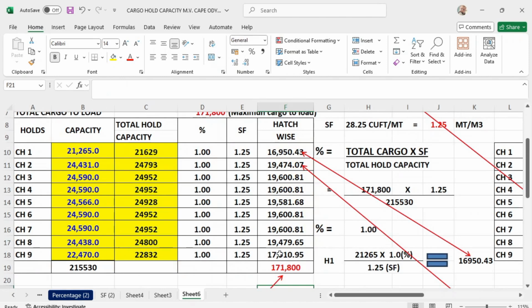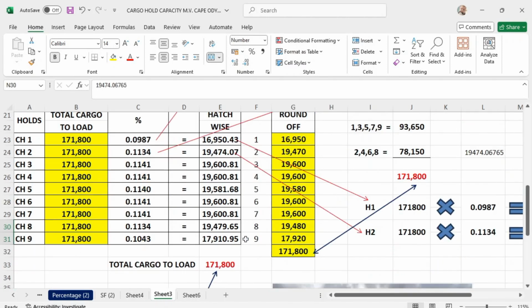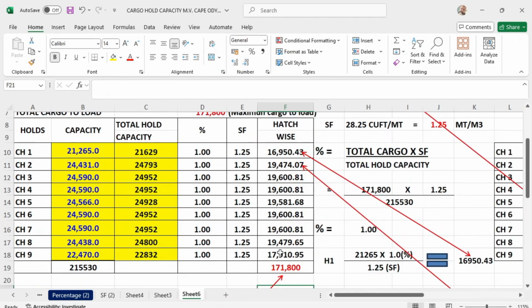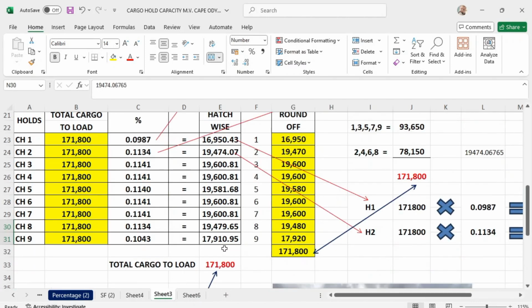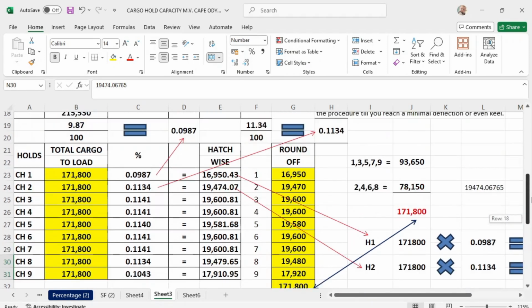And number 8, 19,479.65, and number 8 will be 19,479.65. We got the 479.65. And number 9 will be 7,910.95, 910.95. Okay, so almost the same. So you just use this formula, guys.